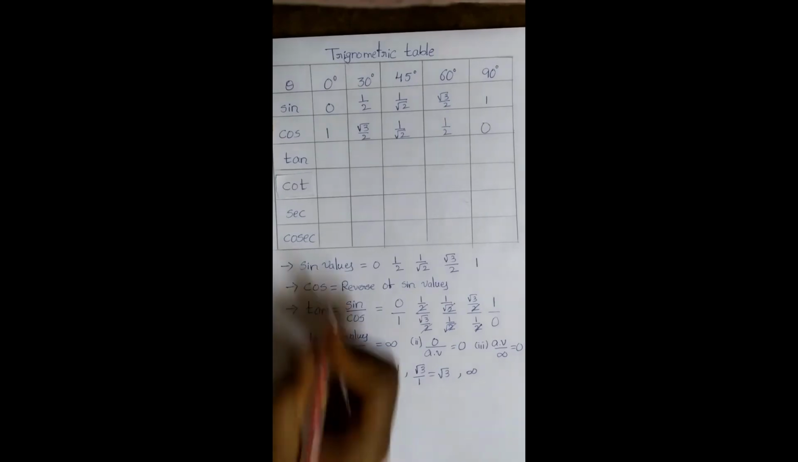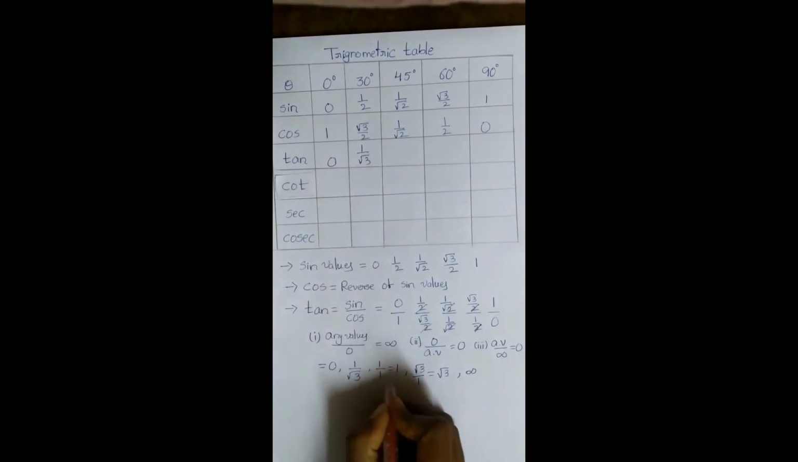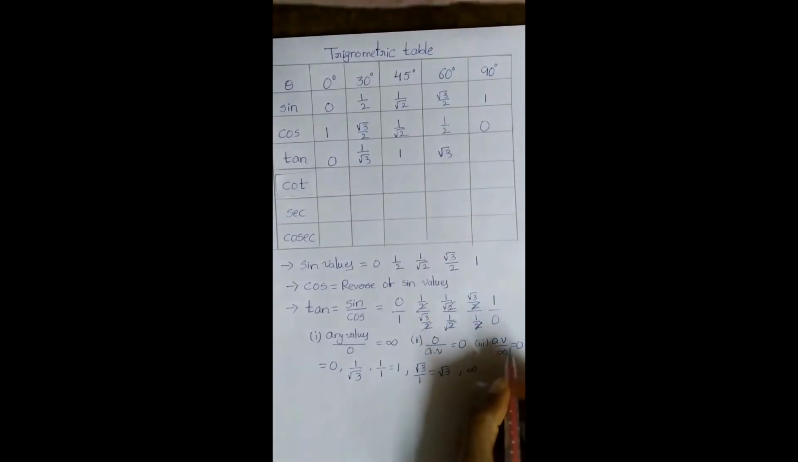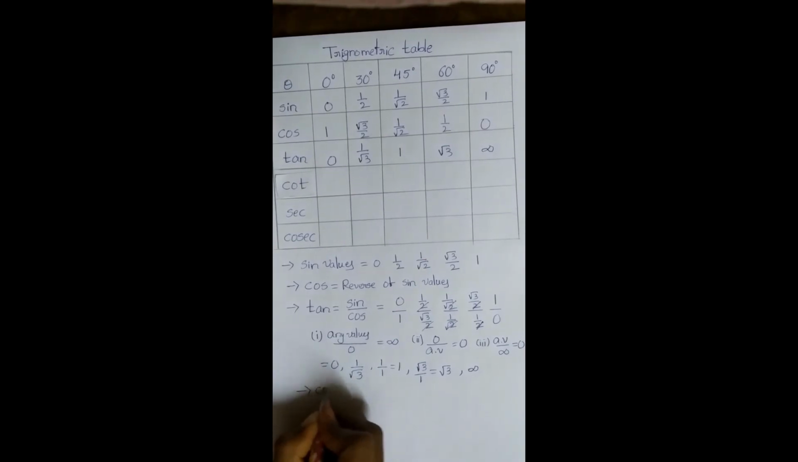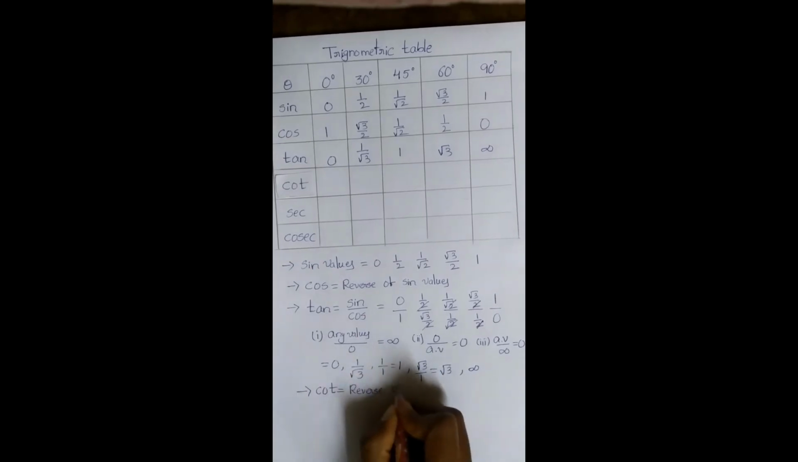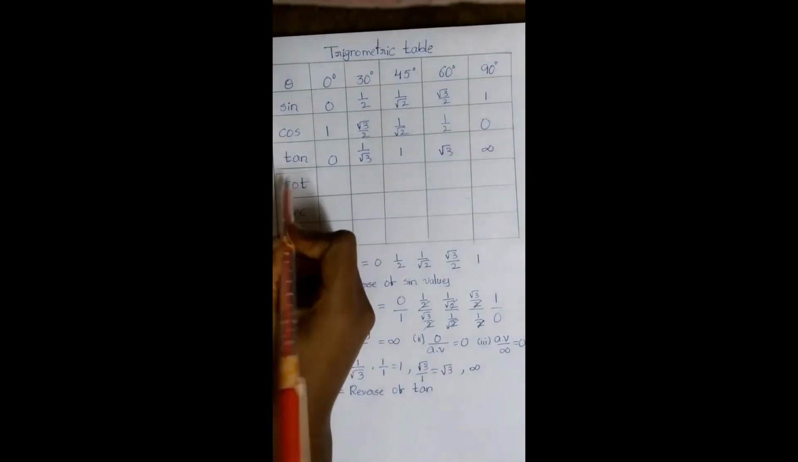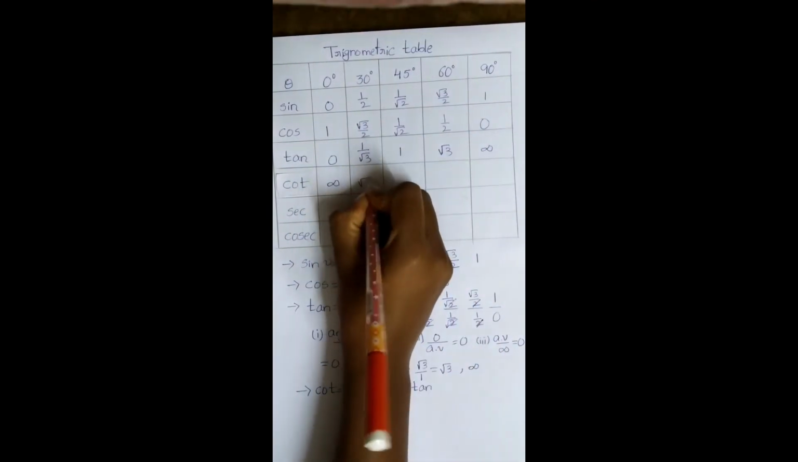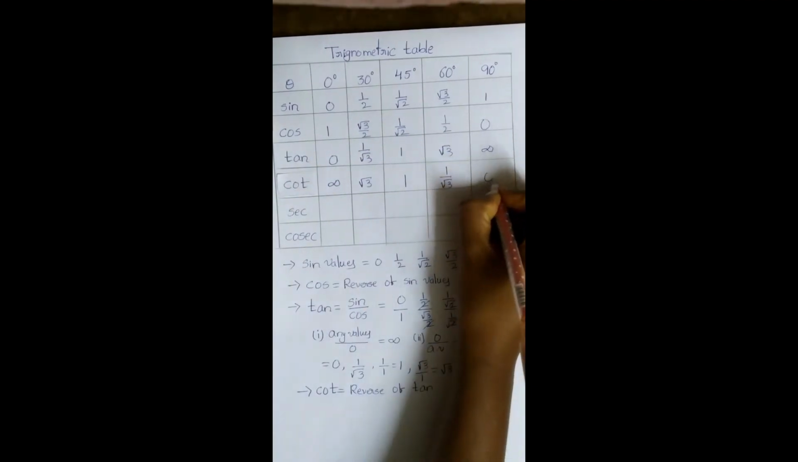Write in your table tan values are 0, 1 by root 3 and 1 by 1 is 1 only. Here root 3 by 1 is root 3 and 1 by 0 is infinity. Next come to the cot. Cot is reverse of tan values. Similarly to sine and cos, here also cot values are reverse of tan values, that is infinity, next root 3 and 1 by root 3, write this 0 here.